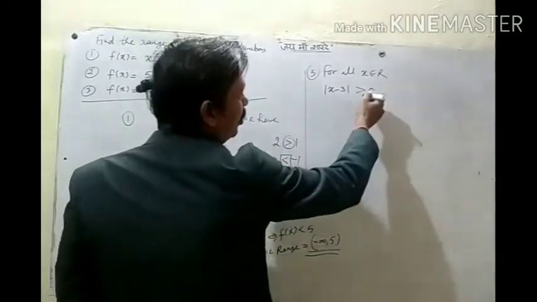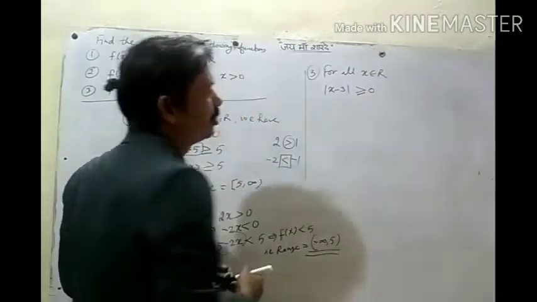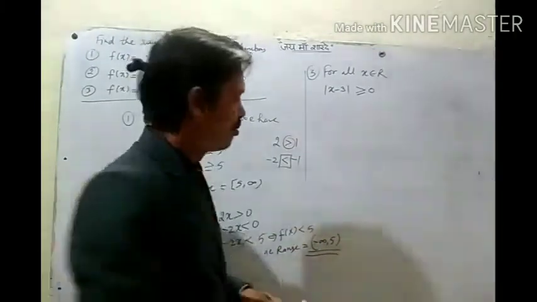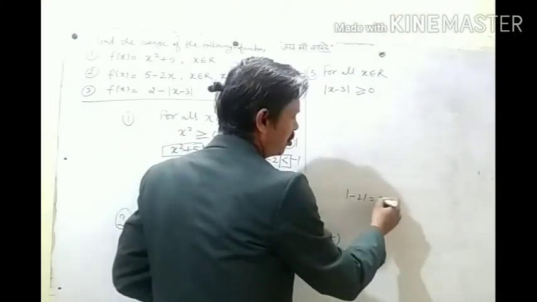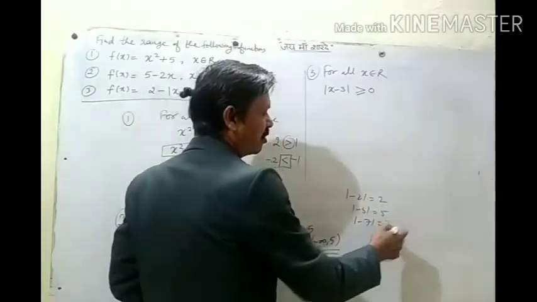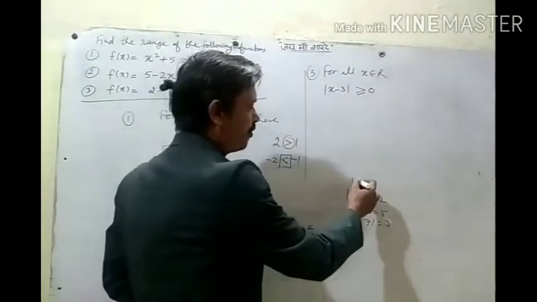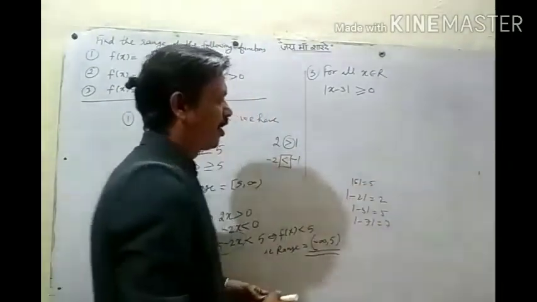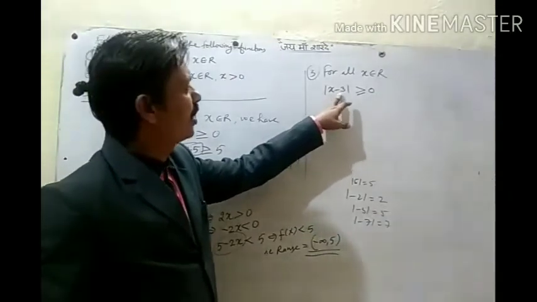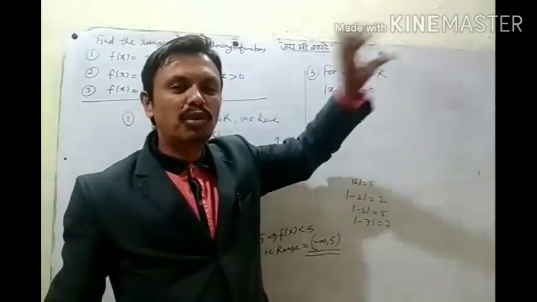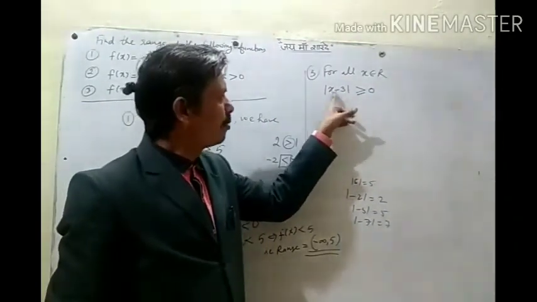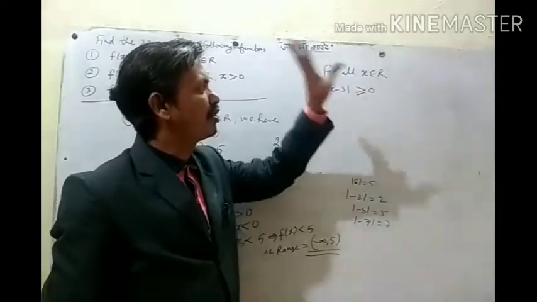or equal to 0. Now, absolute value is always positive. Mod of minus 2 is 2 only. Mod of minus 5 is 5 only. Mod of minus 7 is 7 only. Mod of 5 is only 5. So the absolute value of x minus 3 will be more than 0 only. But when x is 3, it becomes 0 also. So mod of x minus 3 is always more than or equal to 0 for every x.